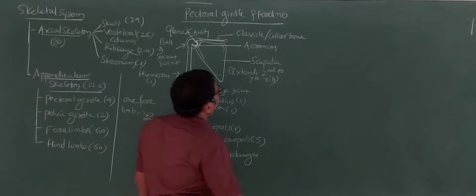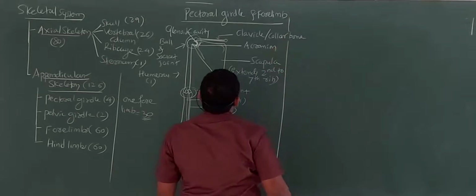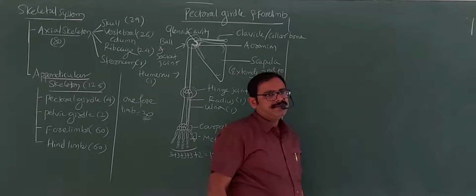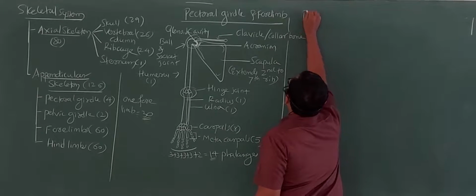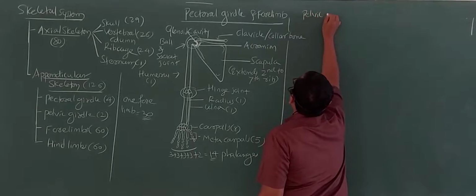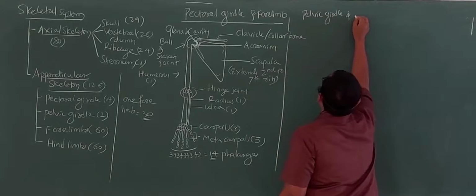Now let us understand the next one. It is mainly the pelvic girdle and the bones of the hind limb.